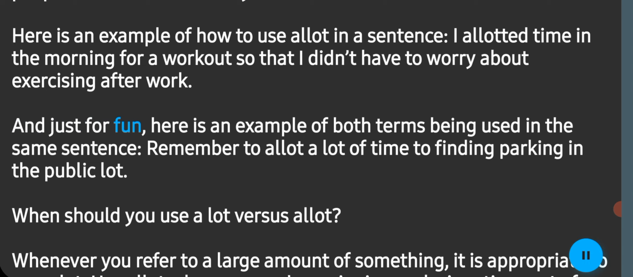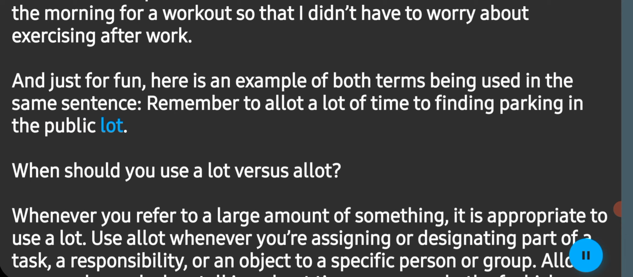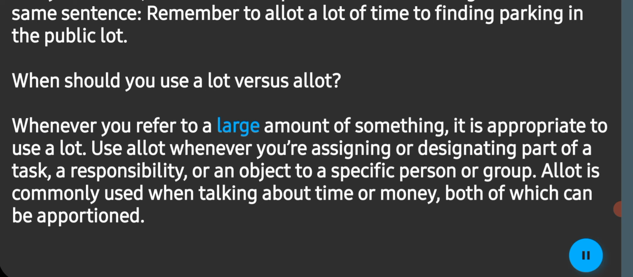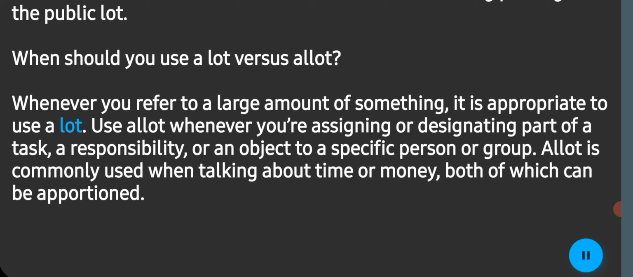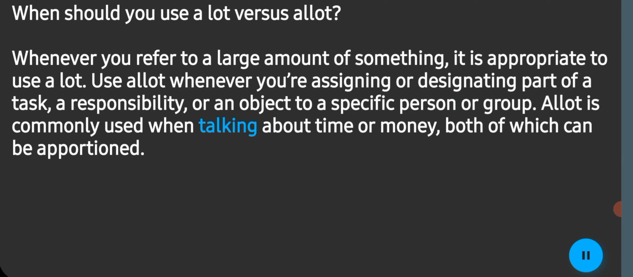And just for fun, here is an example of both terms being used in the same sentence: Remember to allot a lot of time to finding parking in the public lot. When should you use "a lot" versus "allot"? Whenever you refer to a large amount of something, it is appropriate to use "a lot." Use "allot" whenever you're assigning or designating part of a task, a responsibility, or an object to a specific person or group. "Allot" is commonly used when talking about time or money, both of which can be apportioned.